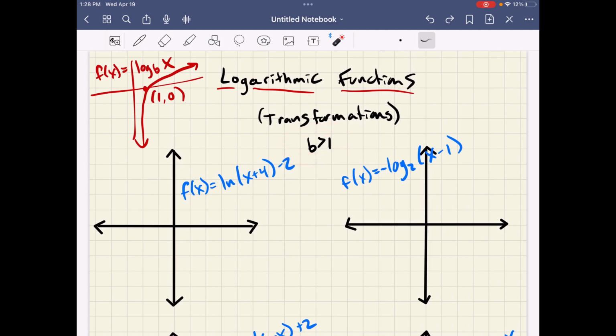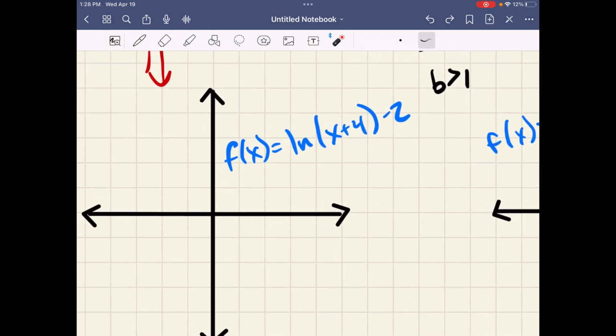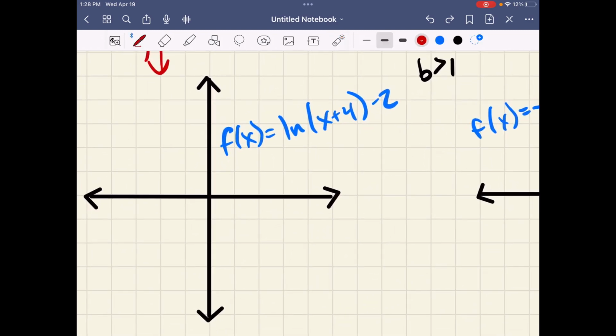From this particular point right here, that's where we're going to do all of our transformations from. Similar to the exponential function being at (0, 1), but now we're talking about a logarithmic function, so we're going to do it from (1, 0). So let's take a look at this first one here. First thing I want you to notice is I'm going to change the way that looks a little bit.